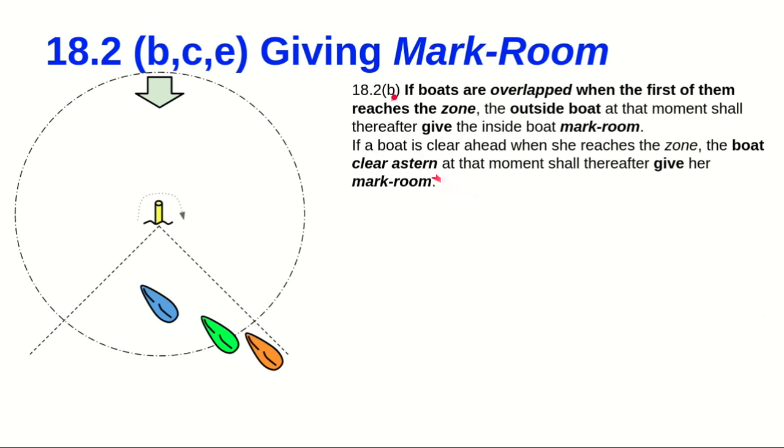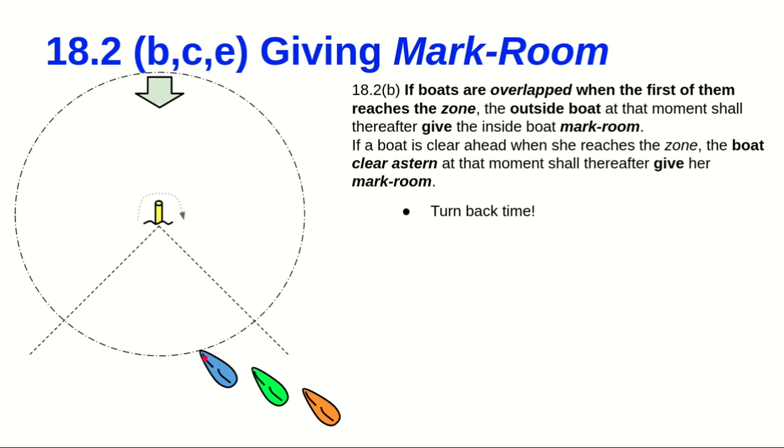So let's look at how clause B applies to these boats down here. If boats are overlapped when the first of them reaches the zone, well, it's hard to say because blue's been in the zone for some time, green is half in the zone, so she reached it a few seconds ago. So we don't really know the situation when the first of them reached the zone. When we need to interpret 18.2b, we need to look at when the first of them reached the zone. So we have to turn back time, to when blue first entered the zone. And we can look at the situation now.